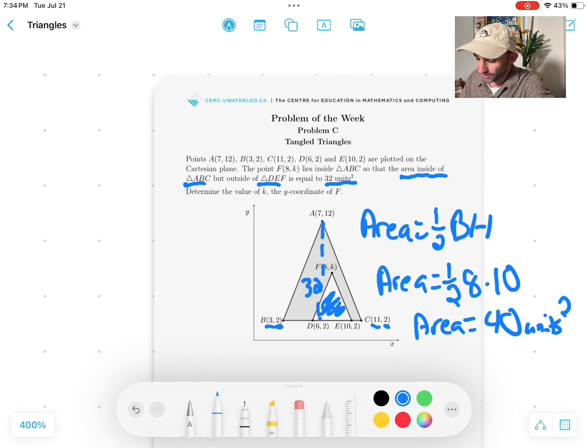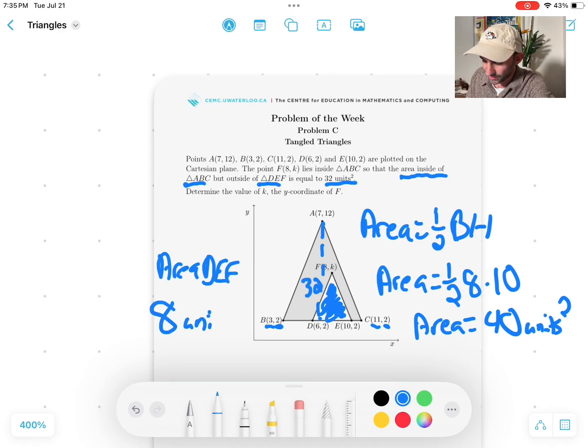We have the total area of our triangle, which is 40. So the difference between the two will give us the area of this region down here with our little shading. So 40 minus 32 equals 8. So the area of the small triangle, which is what? Sorry, the area of DEF, right? The area of DEF is 8 units squared.